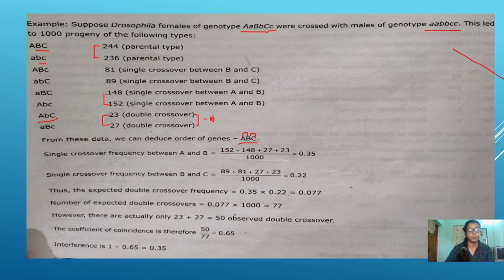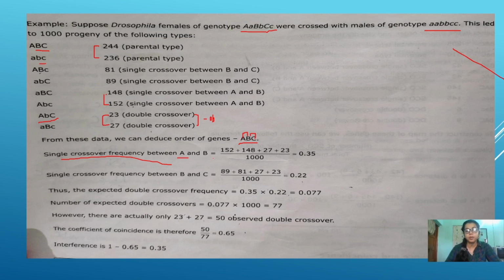Next, after finding which one is parental, which one is double crossover, and which ones are single crossover 1 and 2, you need to find the single crossover frequency between A and B. The formula is similar to how we found the map distance, but the only difference is that we are not multiplying by 100. If you remember, the map distance formula was number of recombinants by total progeny into 100, but here we are only calculating the gene frequency, that is, the single crossover frequency between A and B.